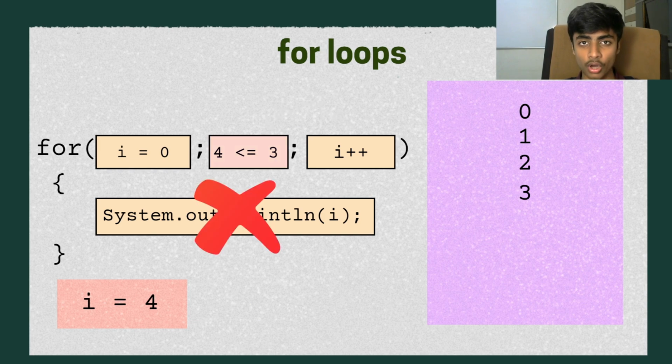Since the condition is false, we're not going to keep executing this loop. We're going to skip the body of the loop, and we're going to move on to the rest of the program. The execution of the loop ends since the condition is now false.